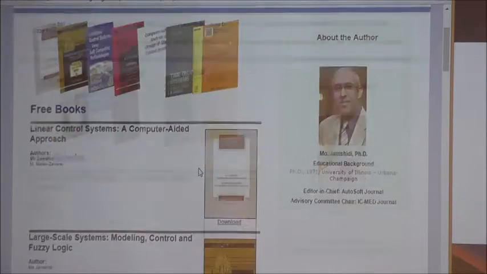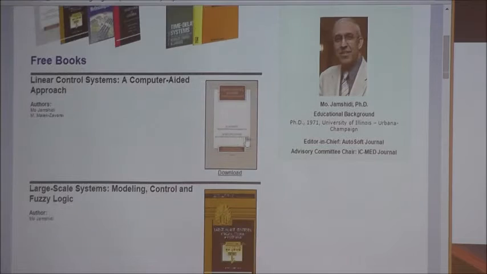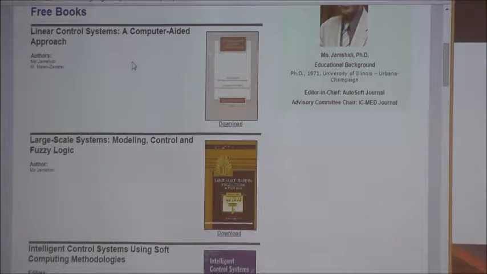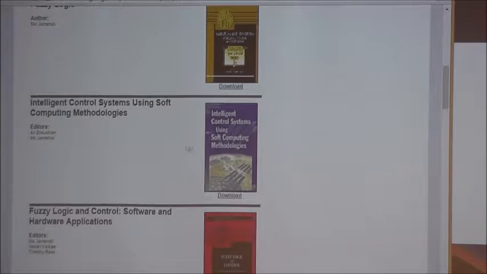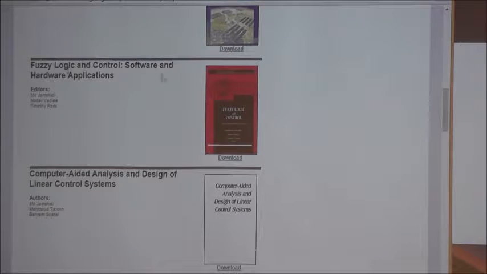Okay? And that's my younger brother. So here is a linear system book that some of you have used in the linear system course. This is a second edition of my book on large-scale system, published in '97. You can download that. This is the book I just was trying to tell you, Professor Zilucian and myself, in intelligent control system using soft computing methodology. This is a book, Fuzzy Logic and Control, Software and Hardware Applications. You can download that, written by my former colleague, Professor Ross, and my former student, Dr. Wahi. Fuzzy Logic and Control, Hardware and Software Applications.